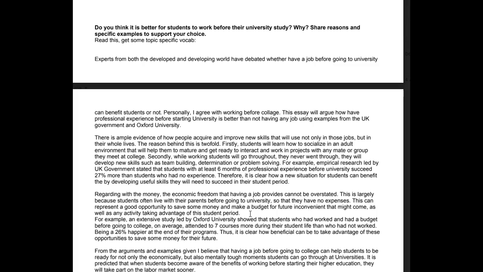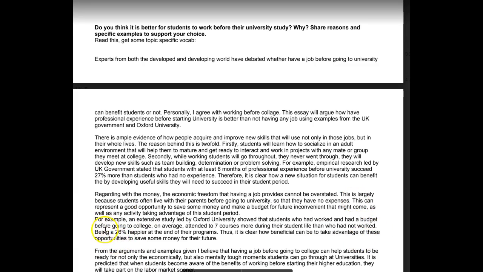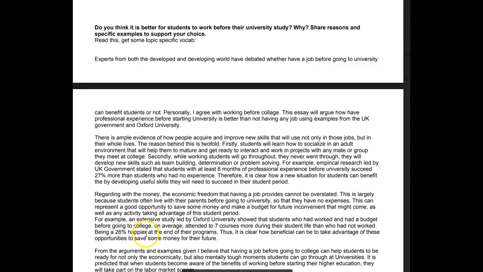Okay, so, for example, an extensive study led by Oxford University showed that students who had worked and had a budget before going to college, on average, attended to 7 courses more. What does that mean? I think you mean they attended 7 courses more during the student life than those, you're missing a word here, who had not worked. I don't understand this. So that should be a comma, lowercase b, being 26% happier at the end of the programs without the A. Okay, fine.